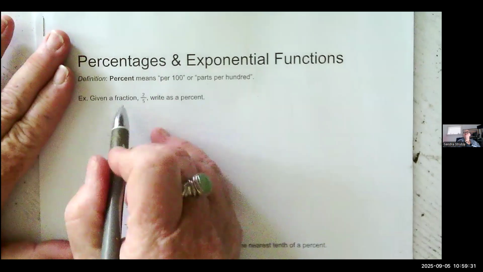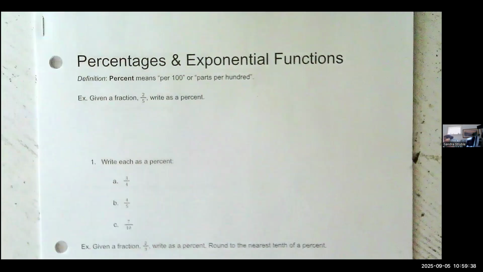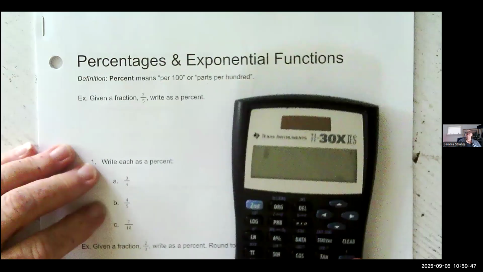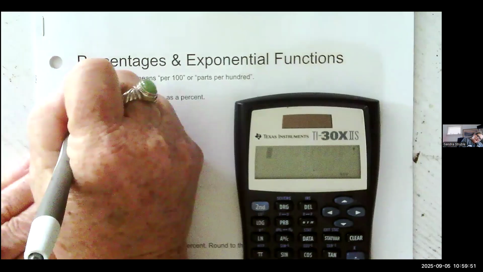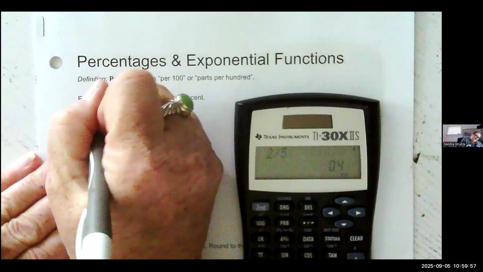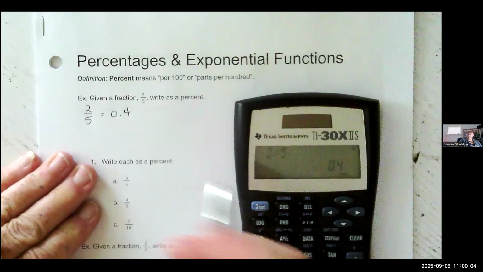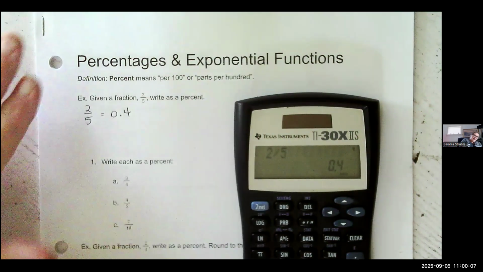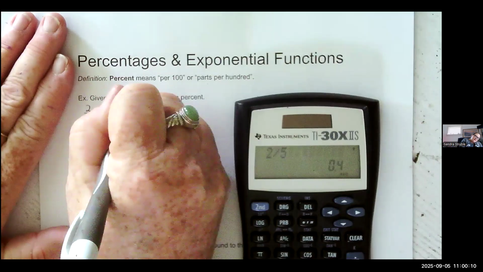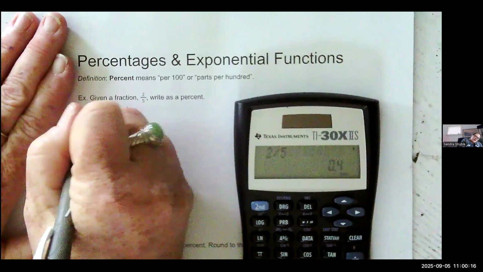So given a fraction, we're going to take 2/5 and write it as a percent. So let me grab my calculator because I'm fully prepared. All you need is your calculator. We can just take 2/5. That's just 2 divided by 5 equals, and I get 0.4. Okay, so this is in decimal form. Whenever I use the words decimal form, this is what I'm referring to. This is fraction form, of course.